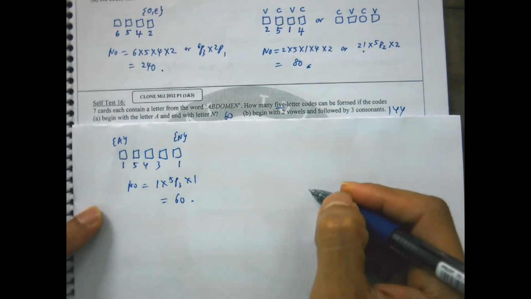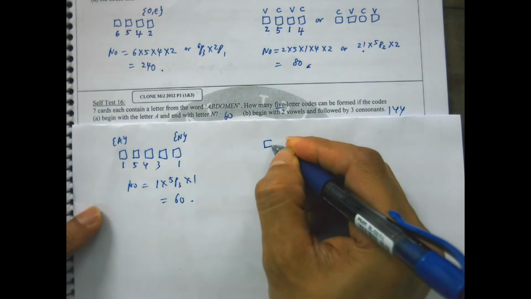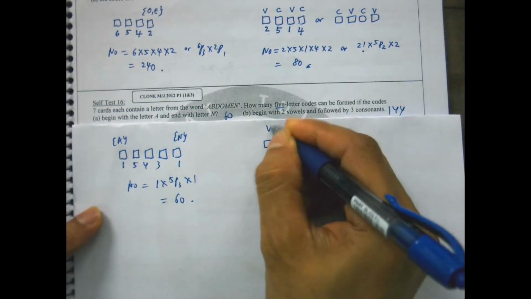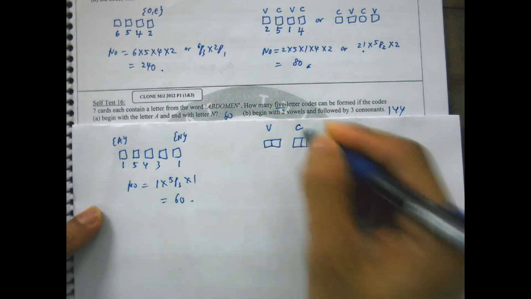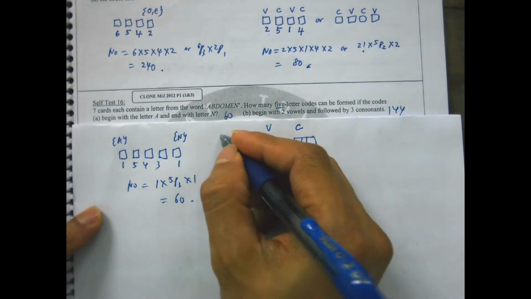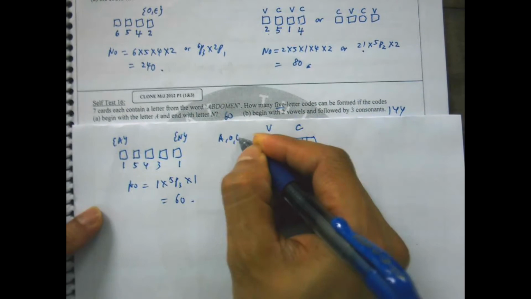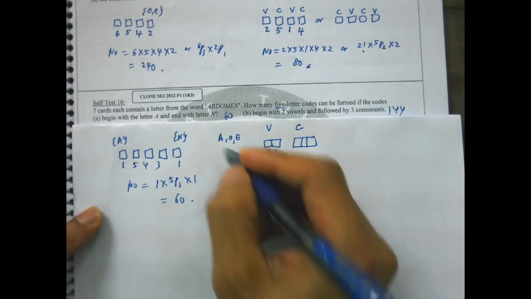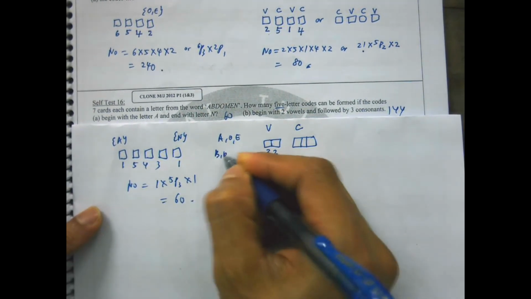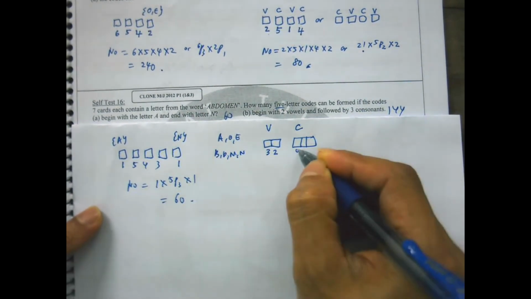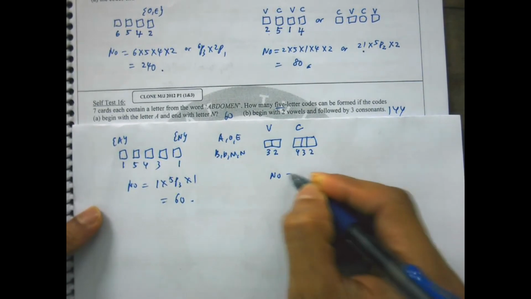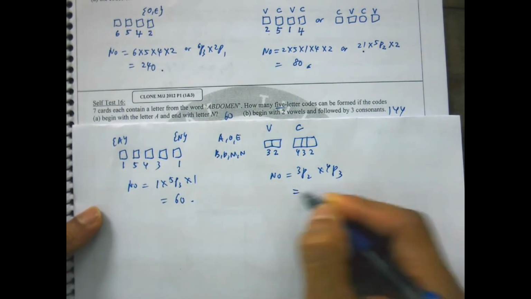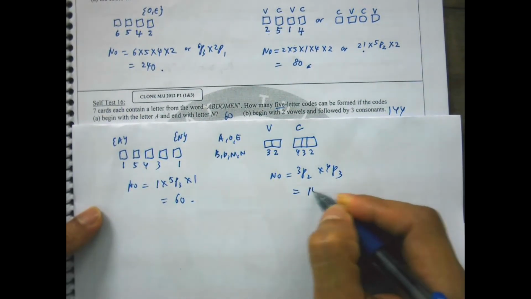Okay? The second, it begins with 2 vowels, followed by 3 consonants. So here the order is important. Vowels must come first, consonants must come later. How many vowels do we have? Vowels that I have are A, O, E. So this is 3 and 2, correct? Consonants that I have will be what? B, D, M, N. So it's 4, 3, 2. So the number of ways will be 3P2 times 4P3. Answer? 144. Okay?